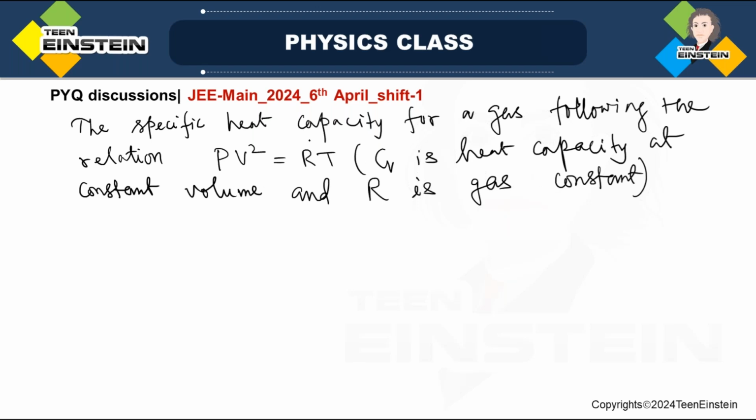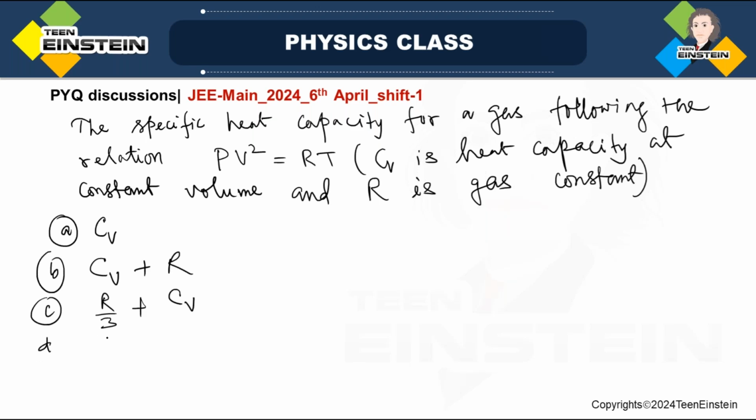So you have to find out the specific heat capacity at constant volume for a gas. CV is the heat capacity at constant volume and R is the gas constant. So options are given. The question says there is a gas which is following this particular formula, PV square is equal to RT. For this gas, what is the expression for the specific heat? Option B says it is CV plus R, option C says it is R by 3 plus CV, and option D says it is simply R. So we have to answer the question for this.